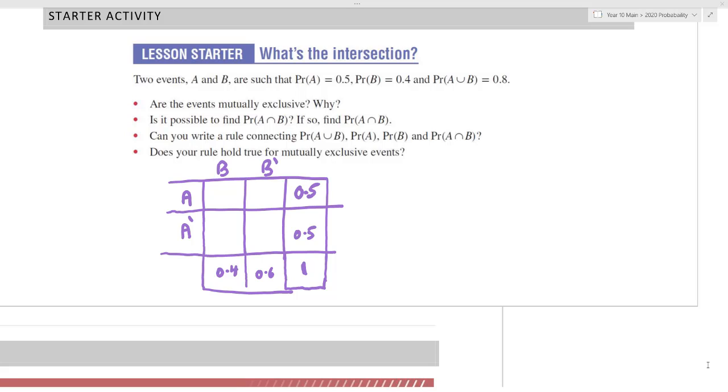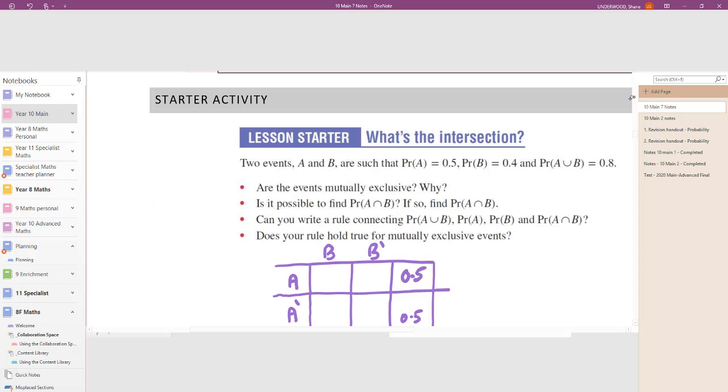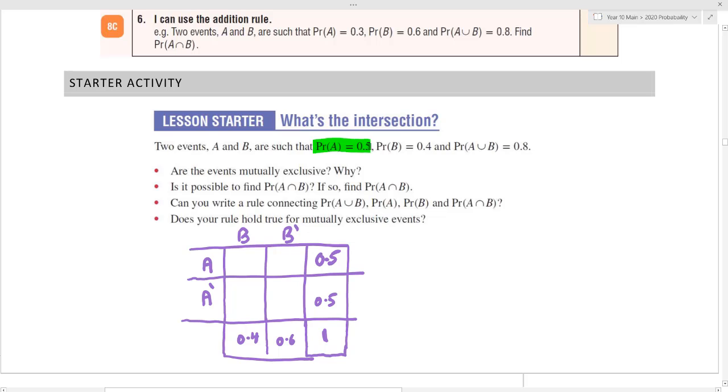All right, I've got my Year 10 class here, and we've just been through unions and intersections. Now what we're going to go through is what we call the addition rule. The little starter activity that we've just talked about is that we've been told that the probability of A is 0.5 and the probability of B is 0.4.